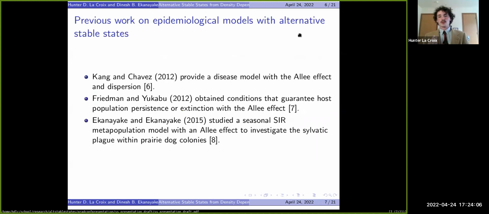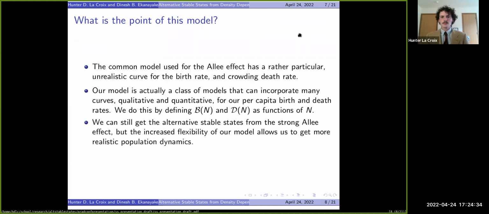Okay, so previous work on epidemiological models with alternative stable states. Kang and Chavez provided a disease model with the Allee effect and dispersion. Friedman and Yakubu obtained conditions that guaranteed host population persistence or extinction with the Allee effect over time, whether or not they survive. Then Kaneyake and Kaneyake studied a seasonal SIR metapopulation model with the Allee effect to investigate the sylvatic plague within prairie dog colonies. What is the point of this model?